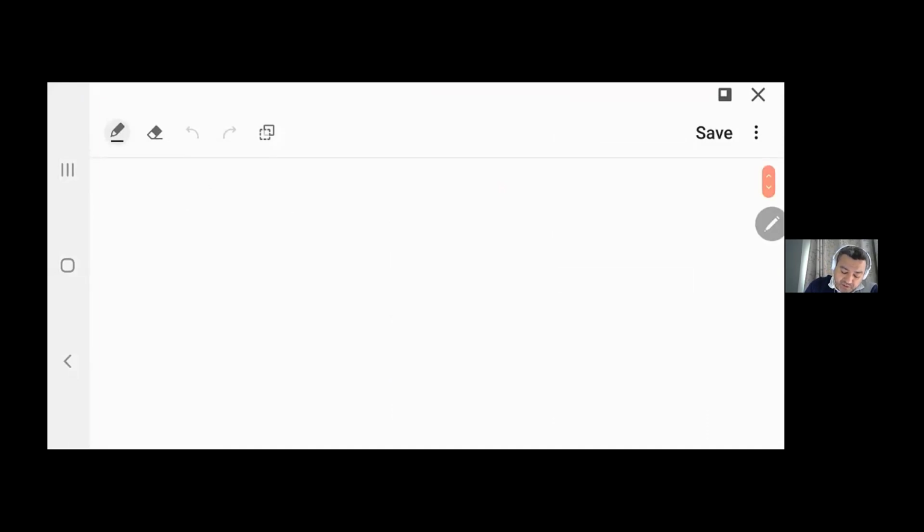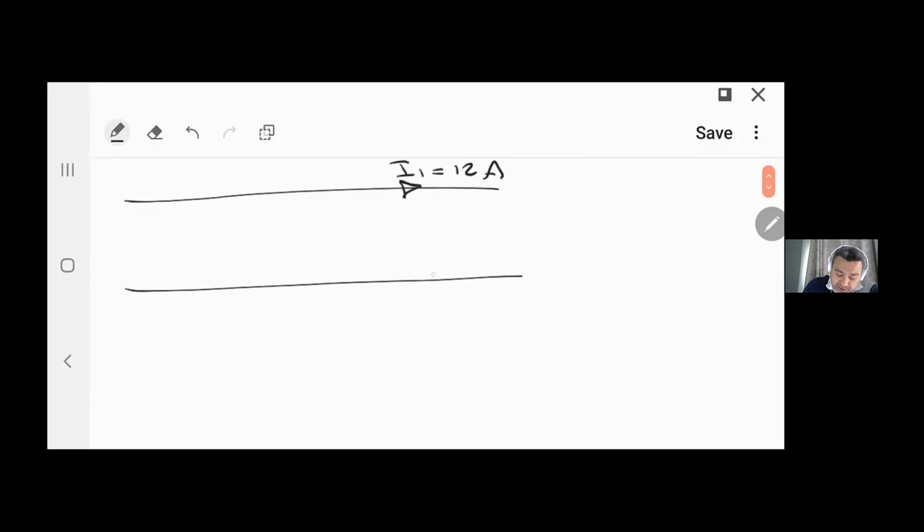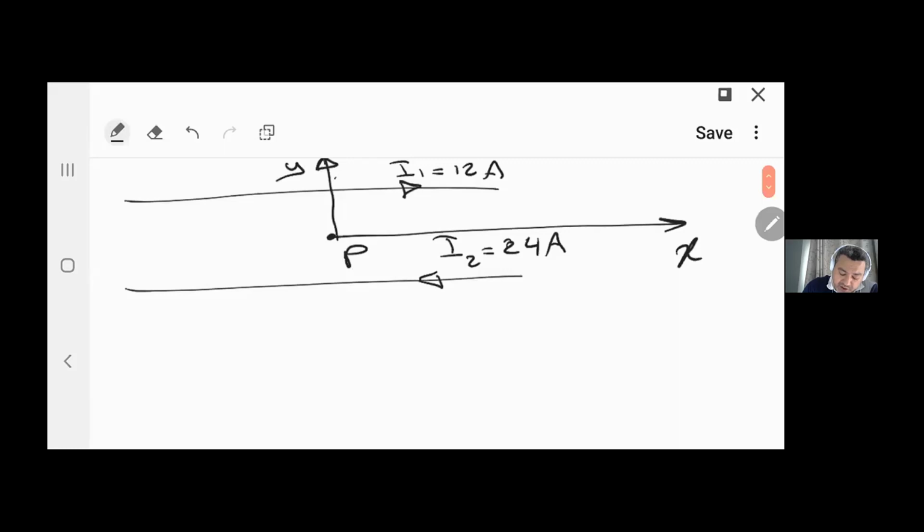As we saw, we have two infinite wires. One of them has a current I'm calling I1 equals 12 amperes. The second one is I2 equals 24 amperes. The point P right here, that I am using as the center of my coordinates. I have X, I have Y, and I have Z.